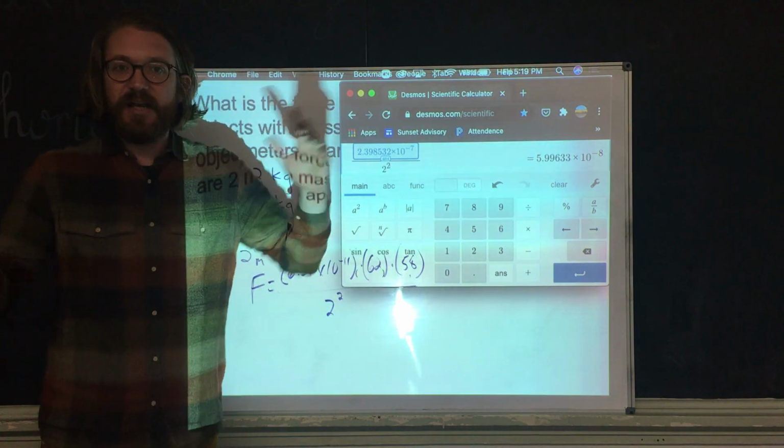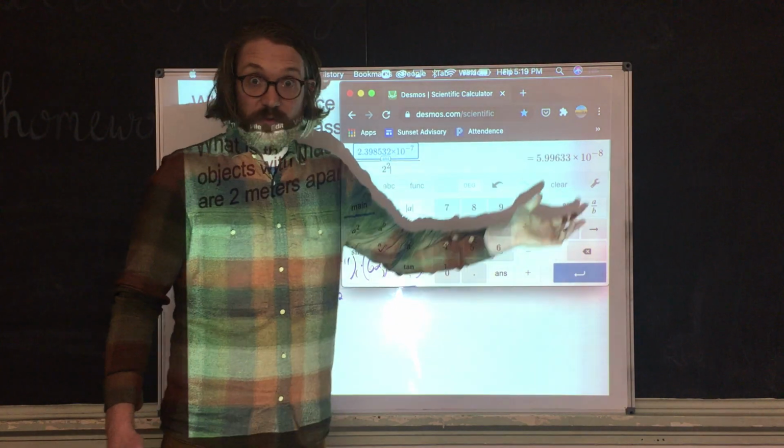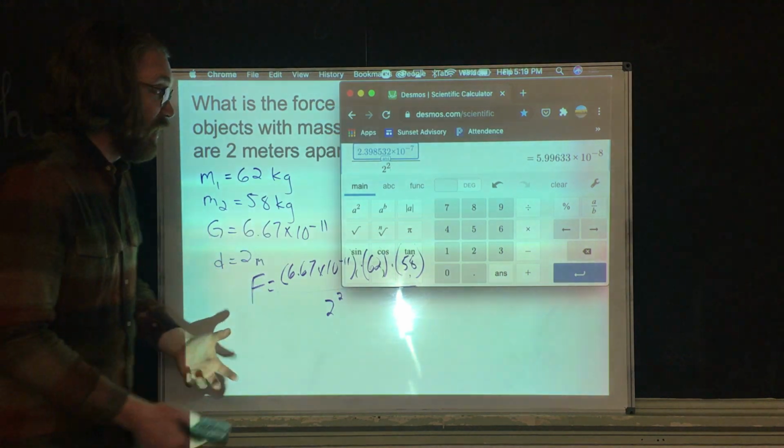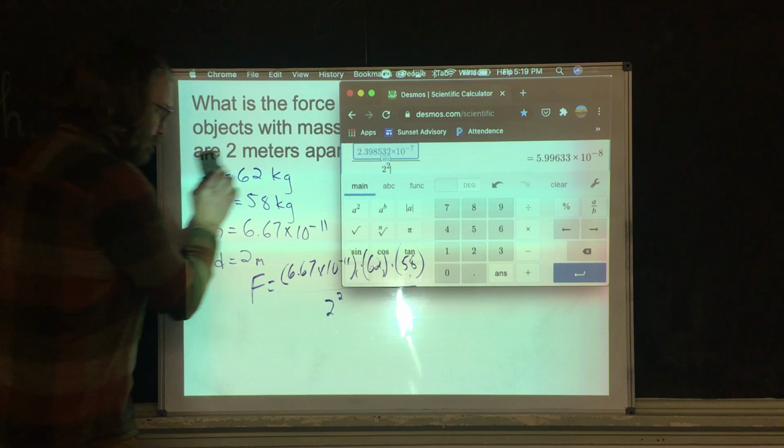That is an undetectable amount of force. But there is something. Remember, we did say that there is some amount of force between every object in the universe. So if you're standing socially distanced from somebody, there's some gravity there.